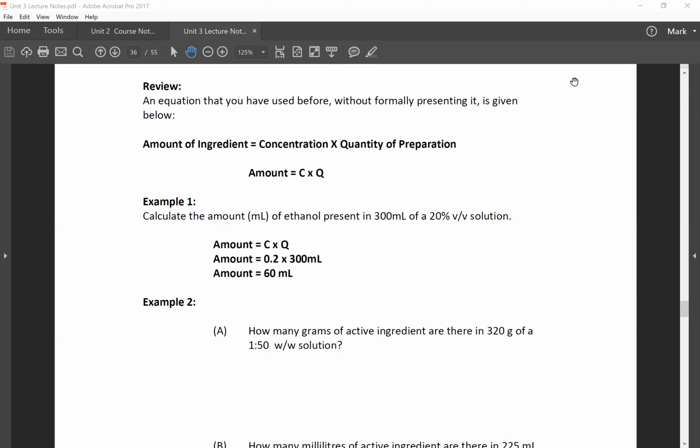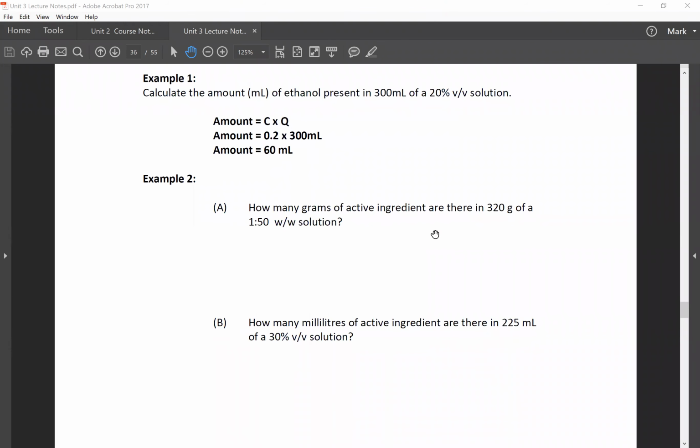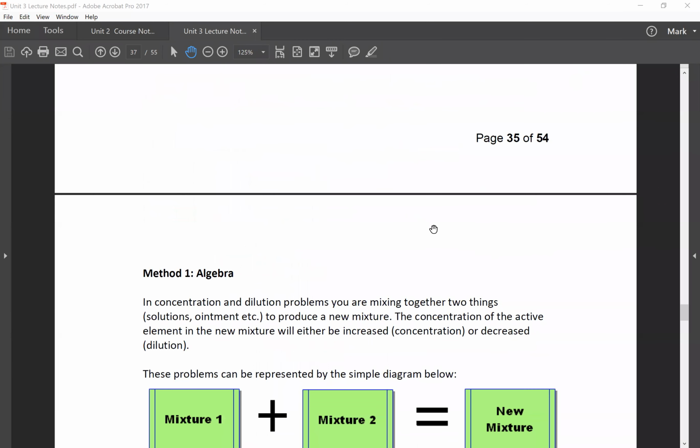Okay, and again, yesterday we did example number 1 and example number 2. Sorry, I say yesterday, I mean Tuesday. So let's look at this example here.